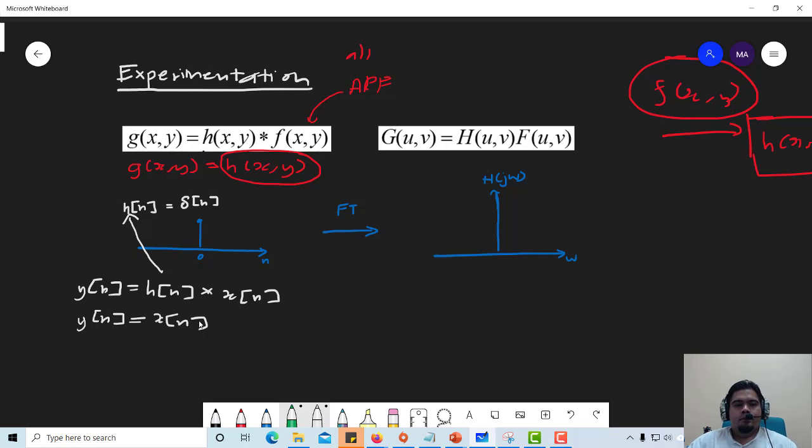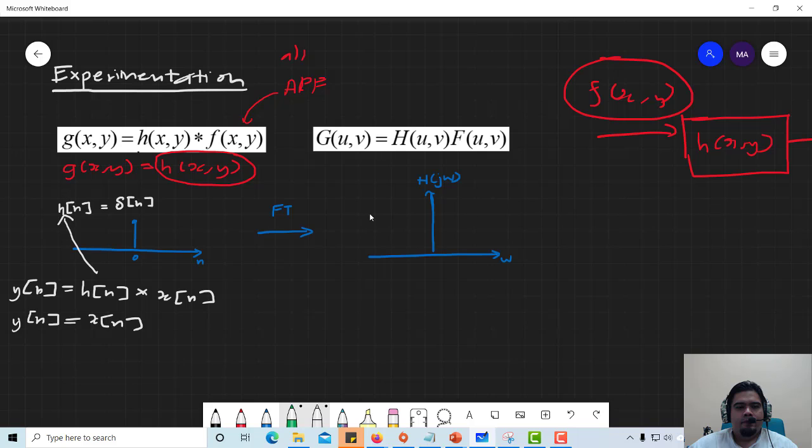If this is converted into the Fourier transform, again we talk about this one-dimensional signal h[n]. If you convert it into the frequency domain by applying the Fourier transform, then the signal will become like this.